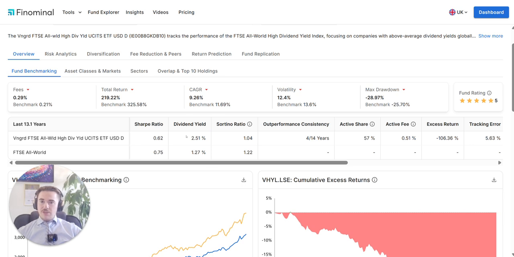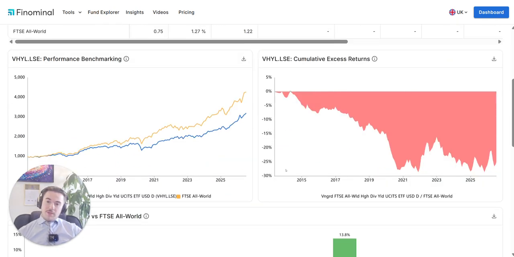And noting on dividend yield, so it's going to be a high dividend yield fund, we've got 2.51% dividend yield for the fund versus the FTSE All-World at 1.27%. So higher than the benchmark, I would say a modest dividend yield there. And let's look to performance benchmarking. As we've already noted, we've seen a lesser performance versus the benchmark, and we can see that illustrated across both charts shown.